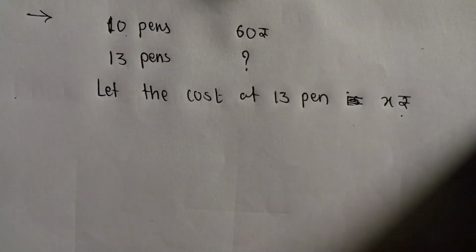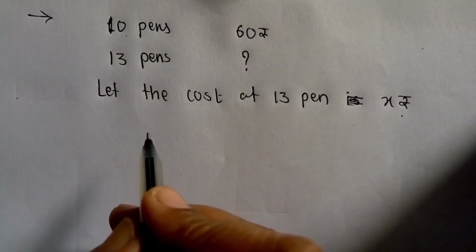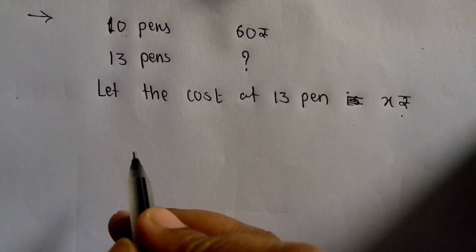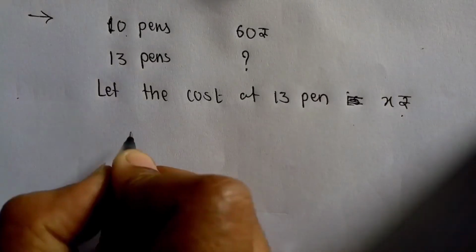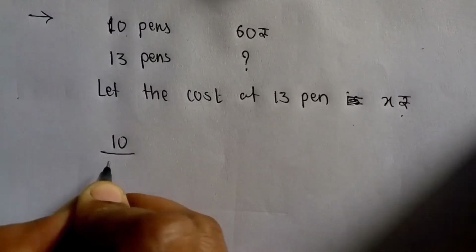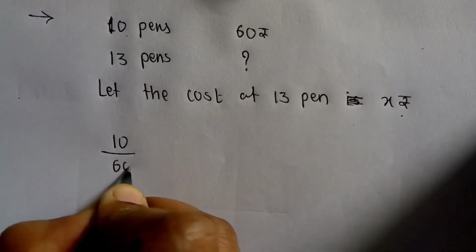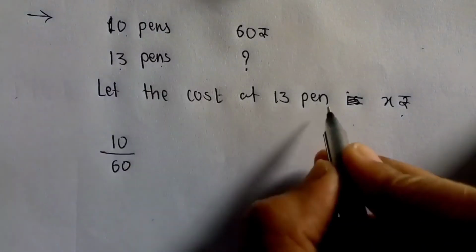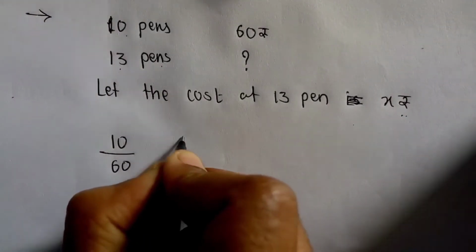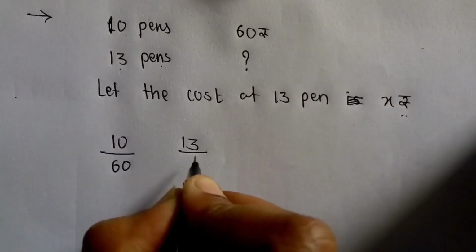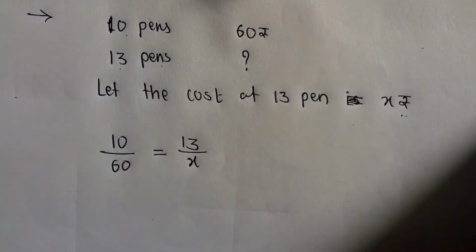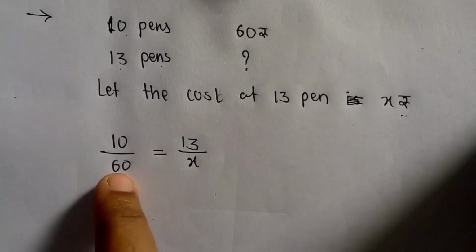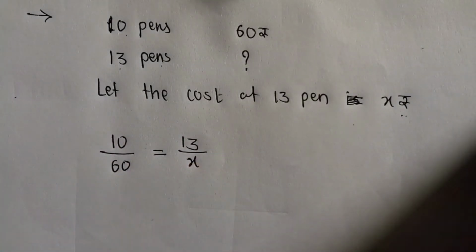Okay. Sometime before we have seen that for one student 6 notebooks. So here the same we will write. For 10 pens, how many rupees? 60 rupees. Okay. So for 13 pens, how many rupees? X rupees. So we write: 13 pens, X rupees. So 10 upon 60 is equal to 13 upon X.